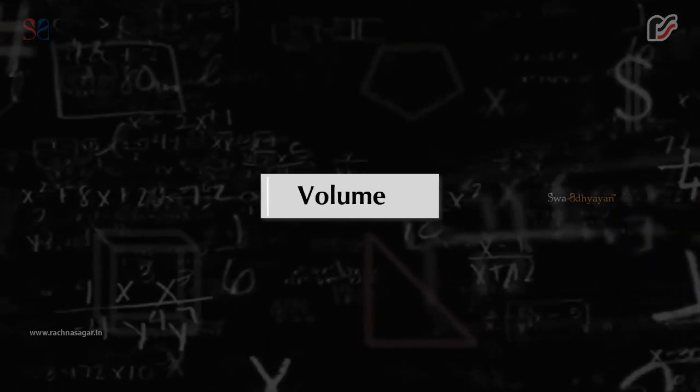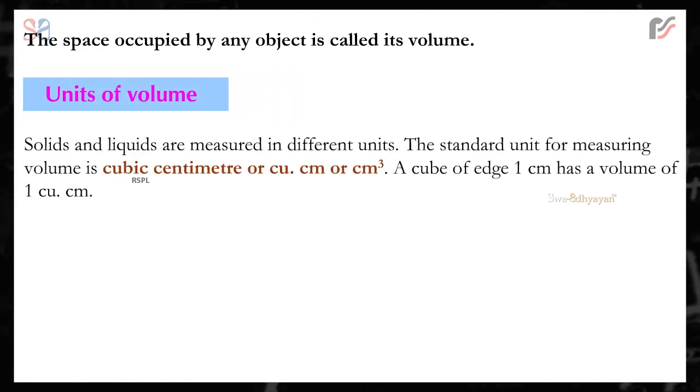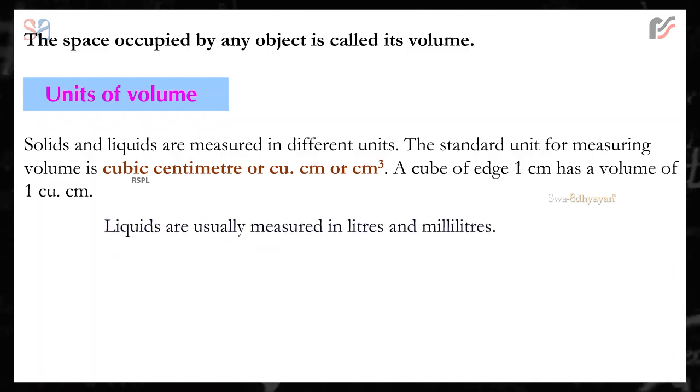Volume. The space occupied by any object is called its volume. Units of volume. Solids and liquids are measured in different units. The standard unit for measuring volume is cubic centimeter, or cu cm, or centimeter cube. A cube of edge 1 centimeter has a volume of 1 cubic centimeter.